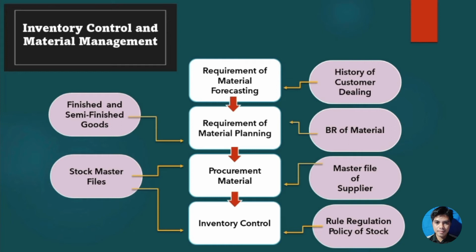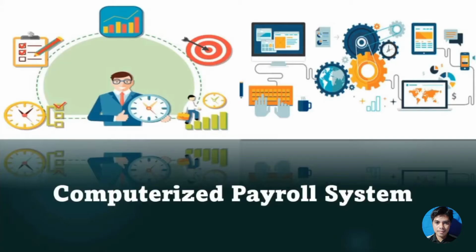Then it drops down to the planning of the material, which includes the BOM of material and the finished and semi-finished goods, the procurement of materials, the processing, which includes the master file of supplier and the stock master files. With this, you will be able to process or procure the materials needed in inventory control. Where in inventory control, there is a rule, regulation, policy of stock.